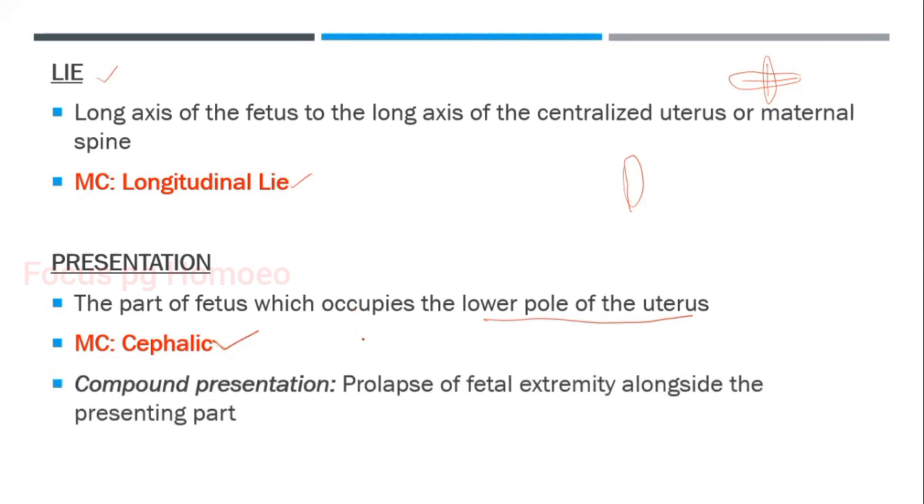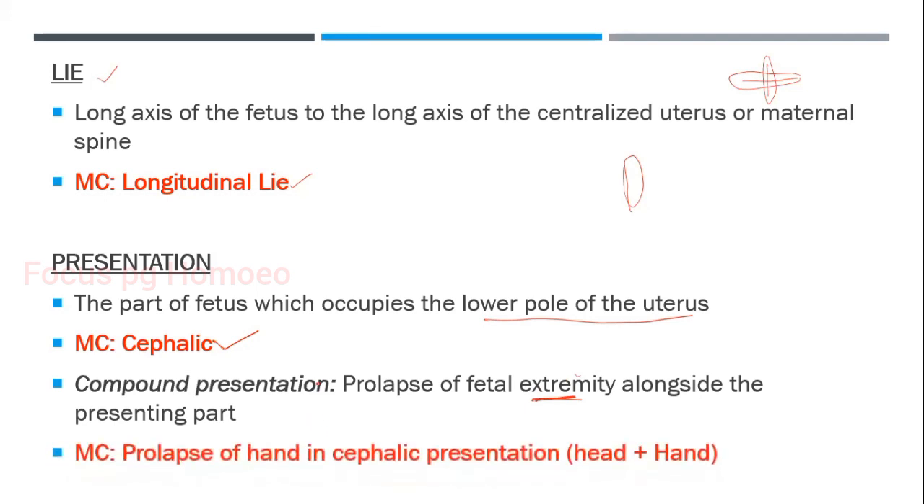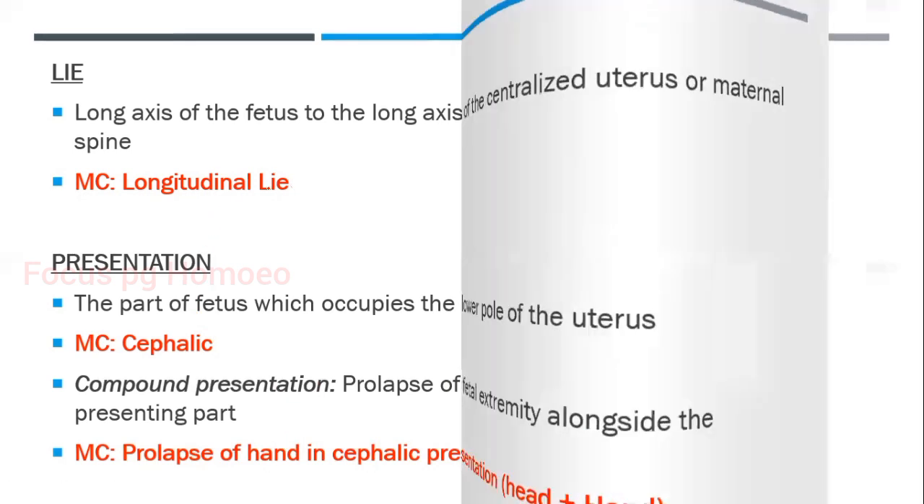And there is something called compound presentation. Compound presentation means prolapse of a fetal extremity alongside the presenting part. The presenting part can be anything, but along with that, if there is prolapse of a fetal extremity, it is called compound presentation. The most common compound presentation is in cephalic presentation, that is, prolapse of hand with the head. And the most common normal presentation is cephalic presentation, and the most common lie is longitudinal lie.